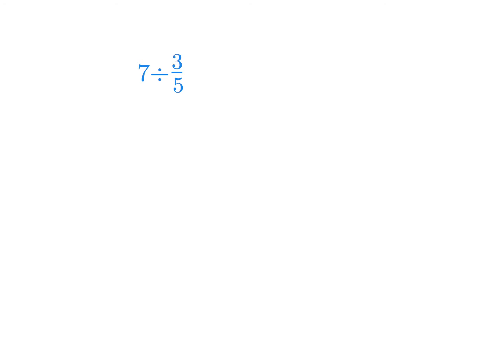Alright, how did we get on? Well, the first thing I'm going to do is turn my 7 into a fraction, so it's going to be 7/1. My division becomes a multiplication, and my 3/5 I'm going to invert, and that's going to become 5/3. And now we have a simple multiplication of fractions. So 7 multiplied by 5, 7 5s are 35. 1 multiplied by 3 is 3.